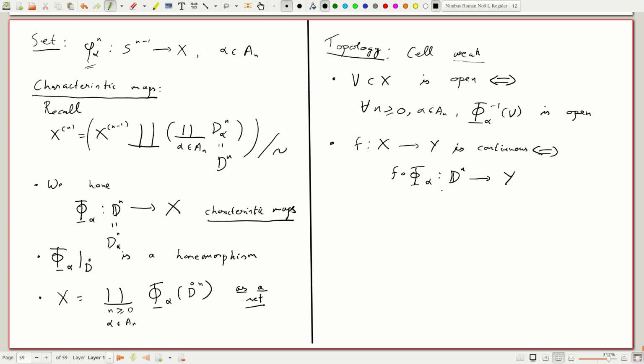By the way, I'm sometimes using blackboard bold, sometimes not. There's no difference in meaning. So f composed with phi alpha is continuous, again, for all n greater than or equal to 0 and alpha in An. Okay. So indeed we have a weak topology, in the sense that it's a nice categorical definition.